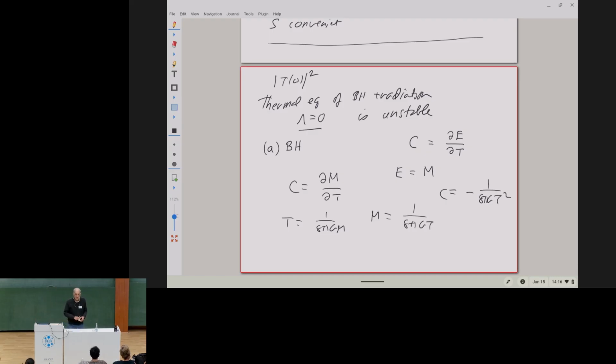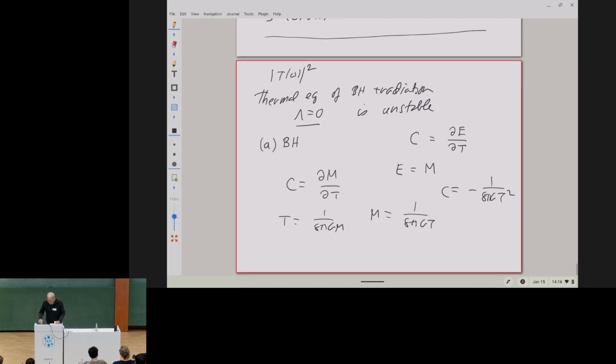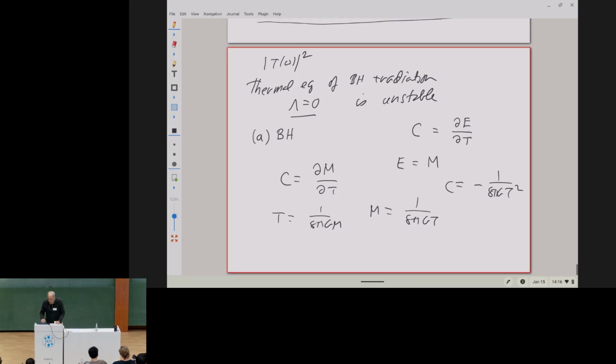And it's negative because if you increase the temperature, the black hole mass is getting smaller. A big black hole is very cold, with a very low temperature. But in general, thermodynamics with negative heat capacity is unstable. And you can see that in the following way. Suppose we do have this black hole in equilibrium with radiation. That means it's emitting as much as it absorbs.